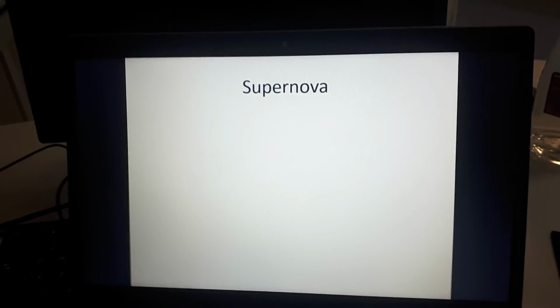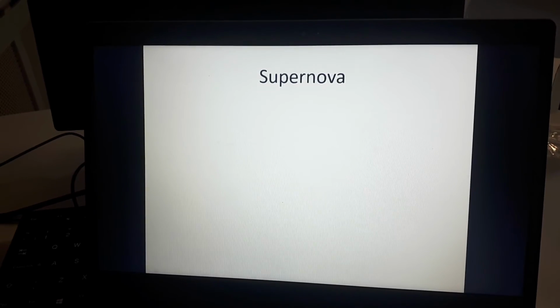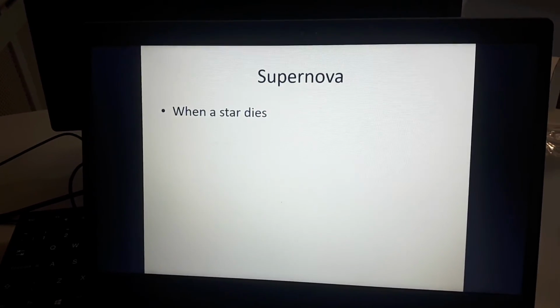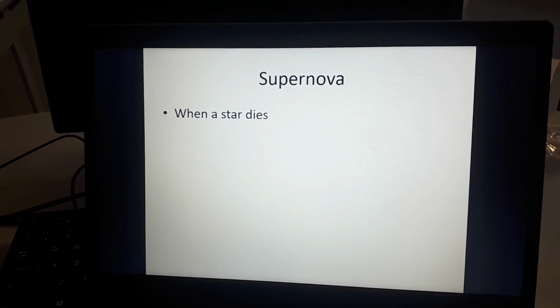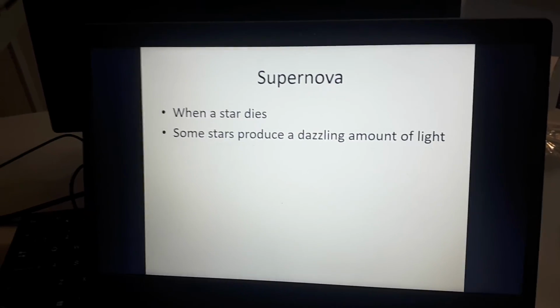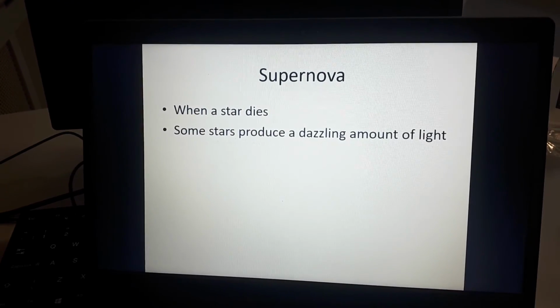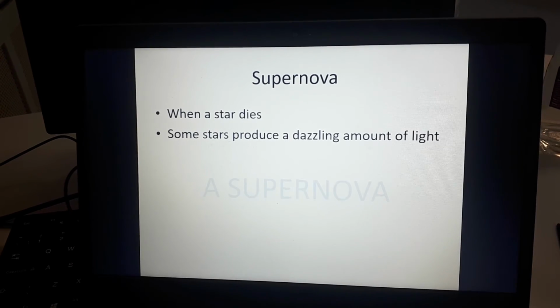Okay. We have then a few phenomena. So one of the things is called a supernova. And this is very rarely seen, but it's when a star dies. And some stars can produce a dazzling amount of light. And this is called a supernova.